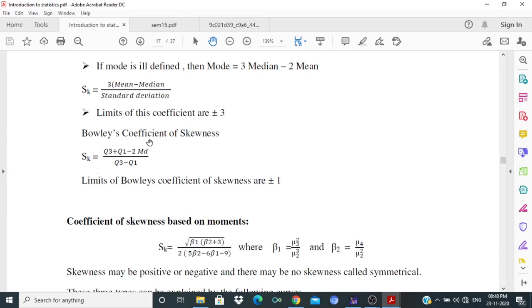Similarly, there is another measure to measure the skewness. Bowley suggested this measure based on first, second and third quartiles. This is nothing but (Q3 plus Q1 minus 2Q2) divided by (Q3 minus Q1). The range of Bowley's coefficient of skewness is -1 to +1. The moments measure we will see later.